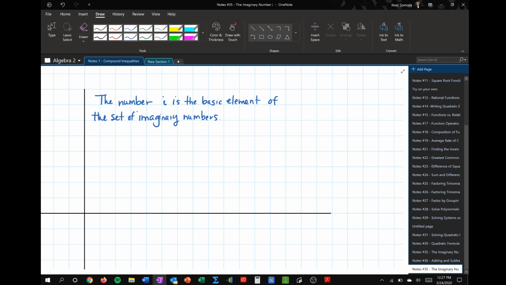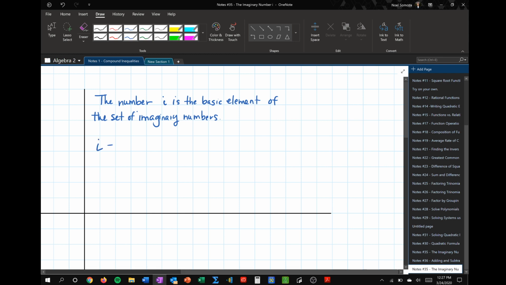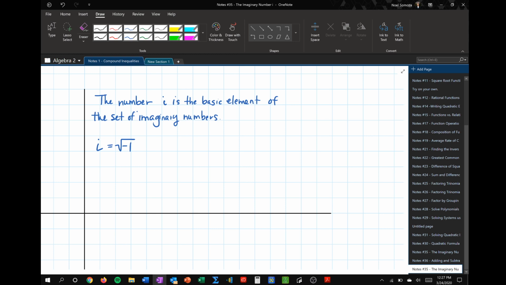Okay, so there's a definition of i, and it goes like this, right? It says that i is equal to the square root of -1. Okay, and by the way, you could do 6 boxes on the front and then 4 boxes on the back, just so you have enough space for all of your notes.